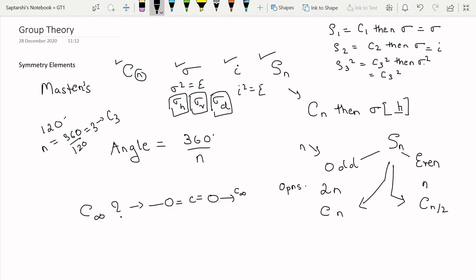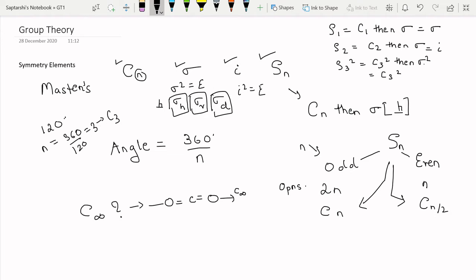Sigma is a reflection, it reflects the molecule, and sigma square: if you reflect the molecule two times, it gives you the same molecule. Sigma can be of three types. Sigma h is the one which is perpendicular to Cn. Sigma v is in the axis of the Cn, and sigma d bisects the two adjacent C2 axes. We don't really need much of this.